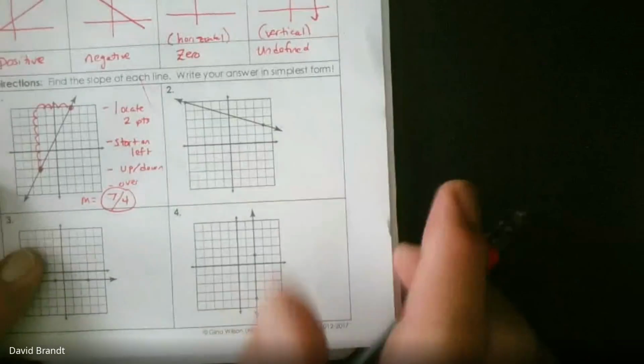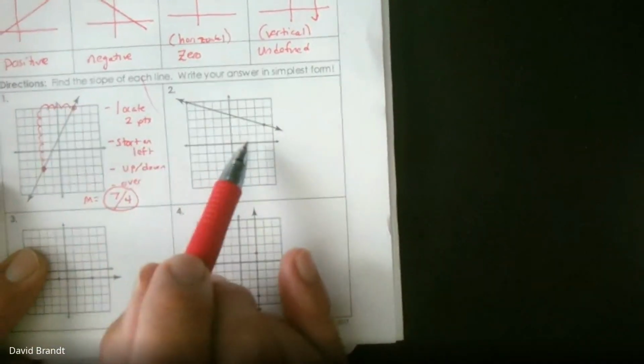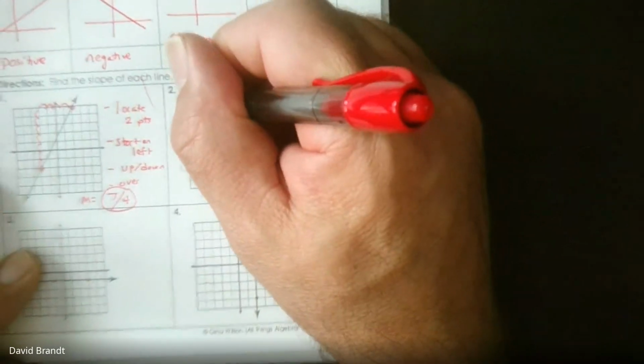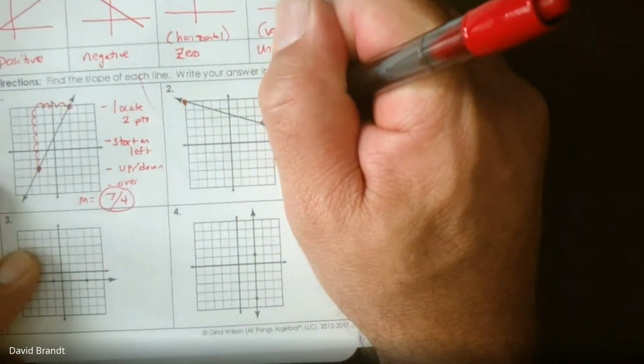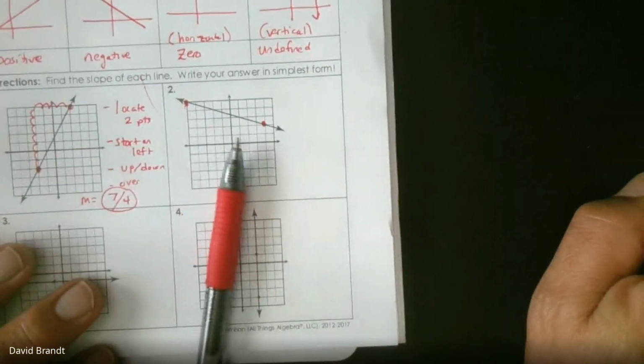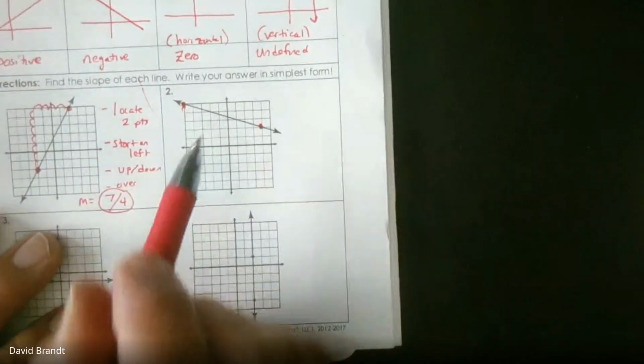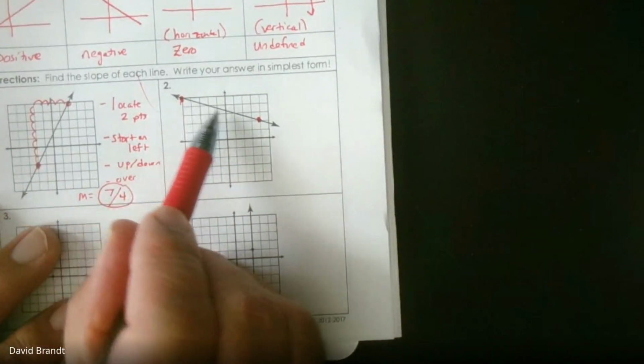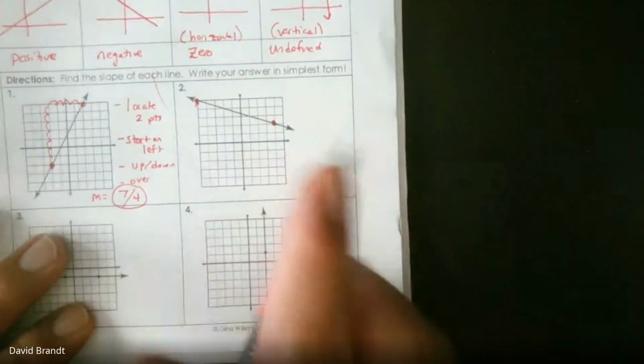Okay. Now, number 2, locate 2 points on the graph. They located them for me, but sometimes you might have to locate them yourself. Start with the point on the left. Now, since this is downhill, you're going to go down first. You always do the vertical first. So we're going to go down.